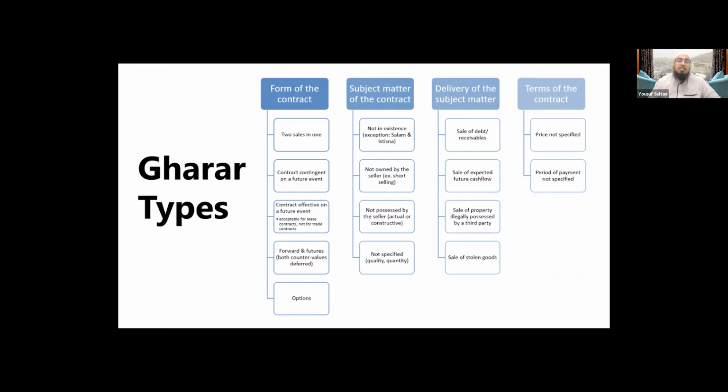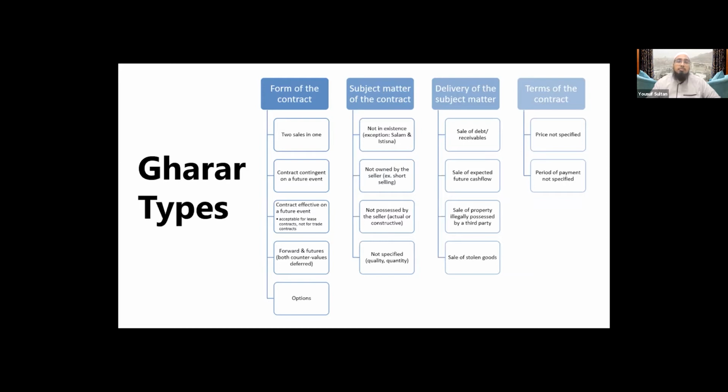Then a contract effective at a future date. We will go through it today; we will see that one of the conditions of the form of contract is to have it right now, so we cannot have it in the future. Yes, there is an exception for forward lease, but not for sales contracts. Because of that, forward and futures, especially where both counter values are deferred, have excessive gharar, uncertainty, and this is why it's also problematic from a Sharia point of view.